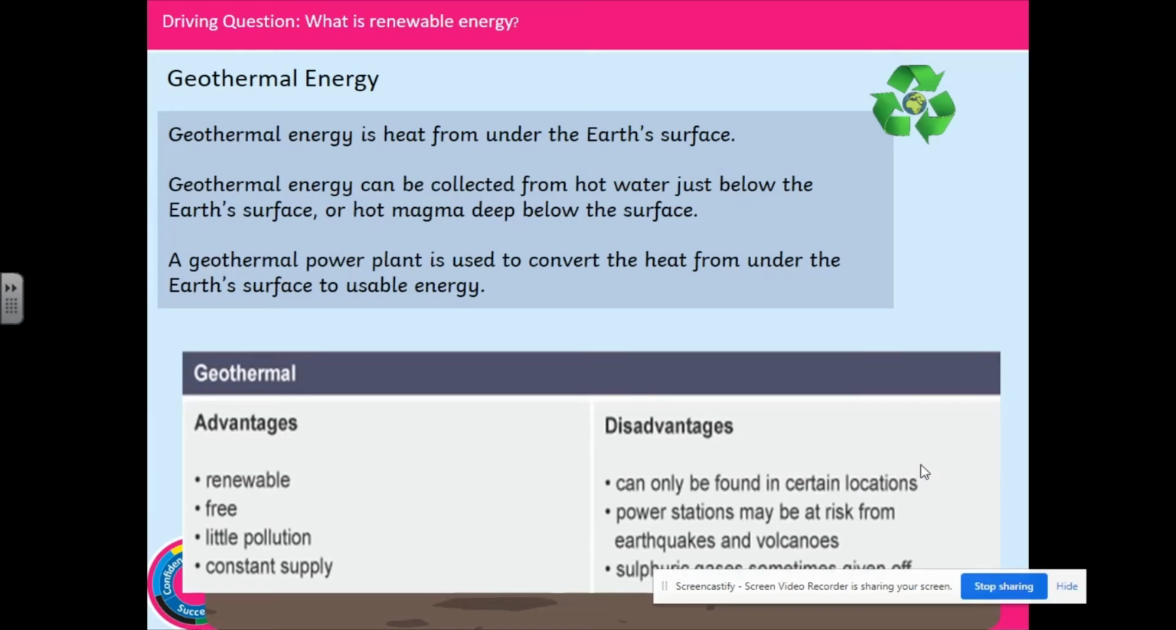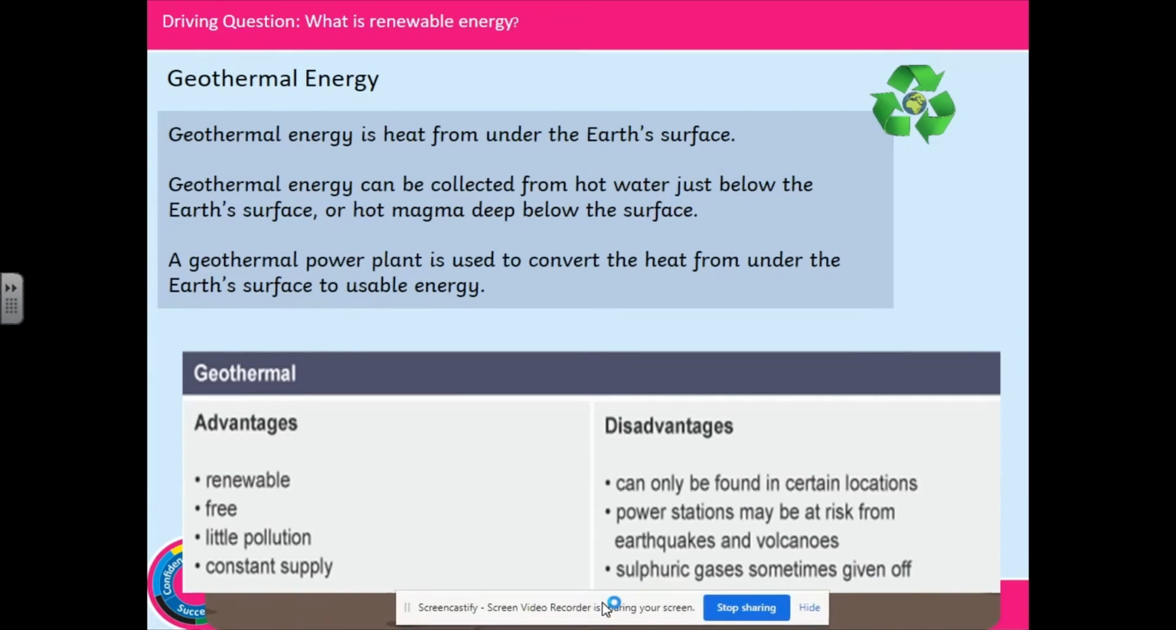Again, with all things, we have advantages and disadvantages. The advantages are it is renewable, it is free, creates little pollution, and we have a constant supply. Let's play the devil's advocate. What happens if the sun stops shining tomorrow? Hmm. What do you think will happen?